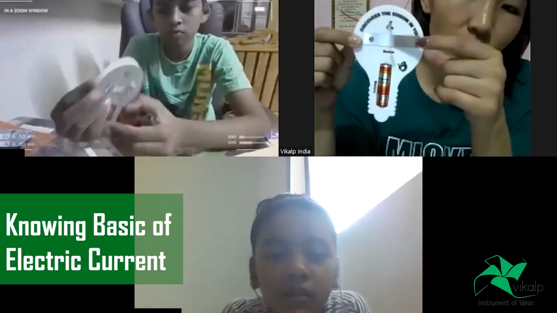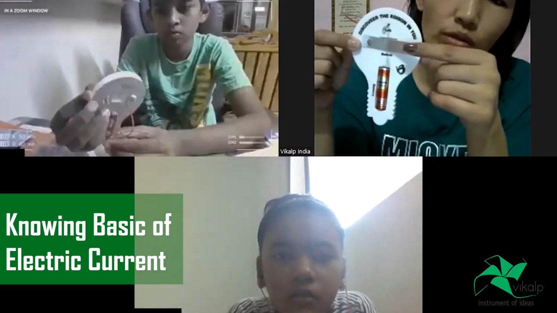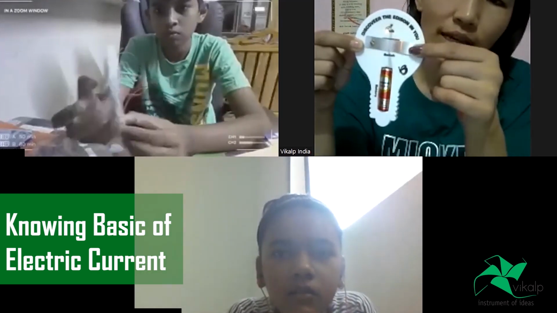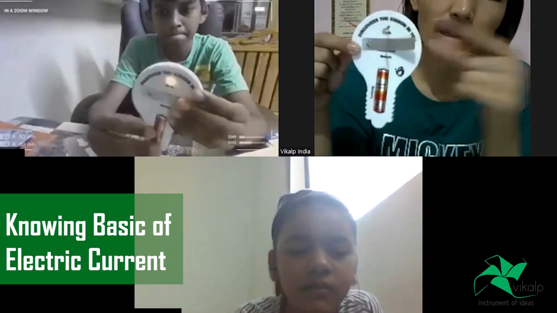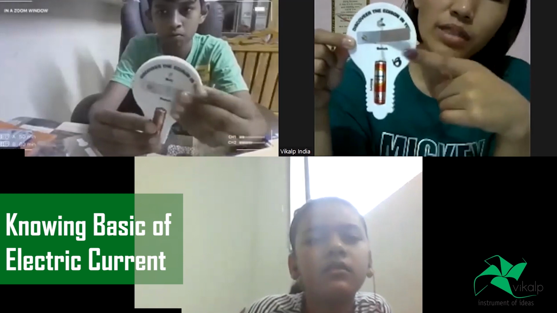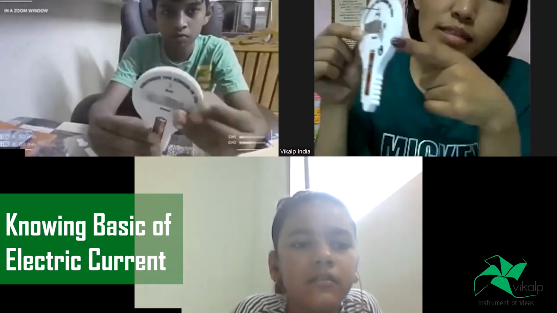So what you have to do is, this is switch on. Switch on means you are going to push it in, right? So this is switch on, so the bulb glows. Switch off means it comes out. When it comes out, what will happen? This circuit is not complete.